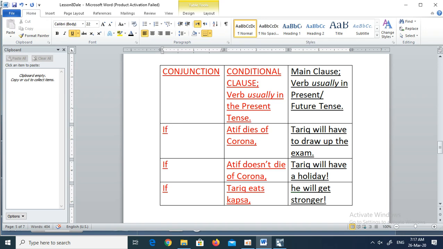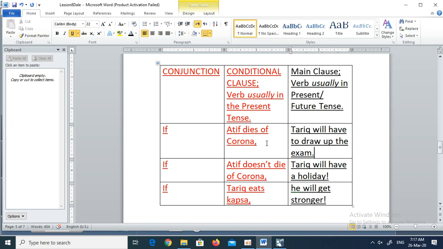If Artif dies of corona, then we have the main clause. Tariq will have to draw up the exam. Tariq drawing up the exam is the result of Artif's dying of corona. Artif's dying of corona is the reason that Tariq has to draw up the exam.